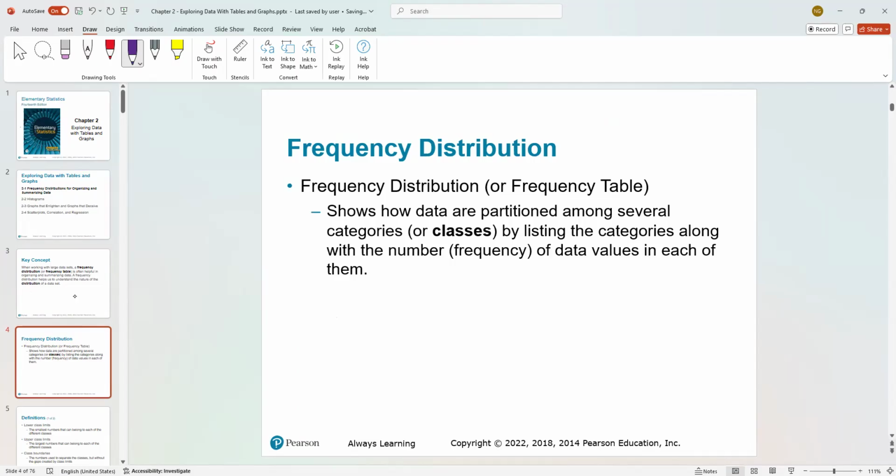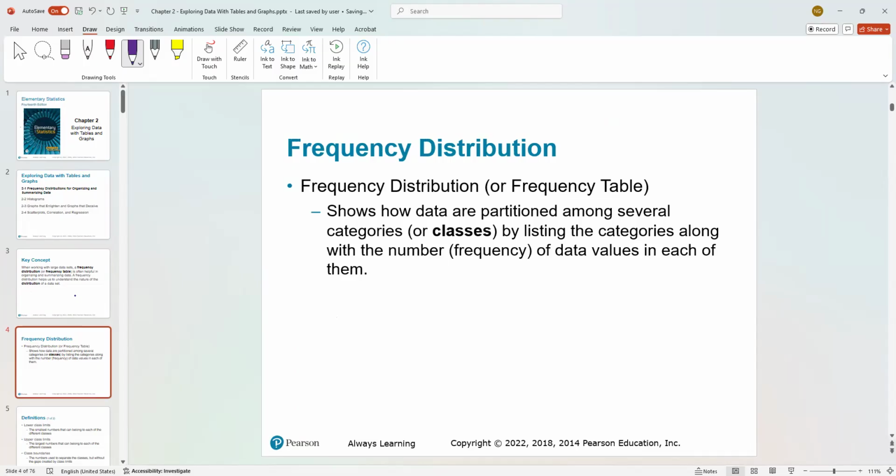A frequency distribution or a frequency table shows how data are partitioned among several categories or classes by listing the categories along with the number of frequencies.